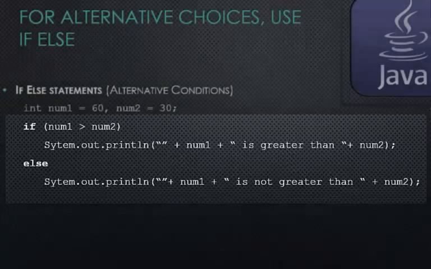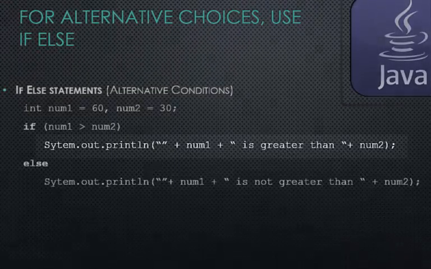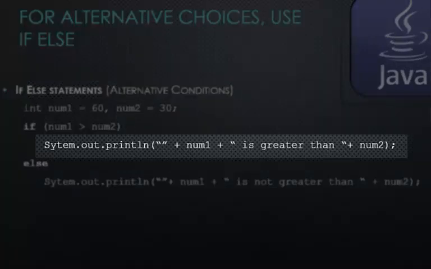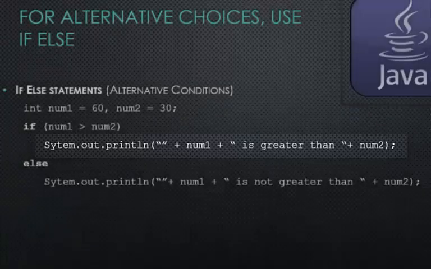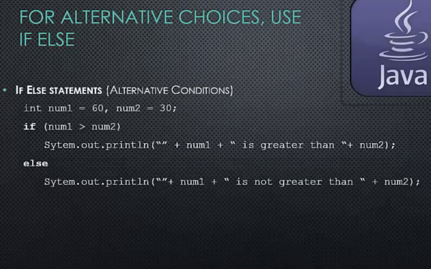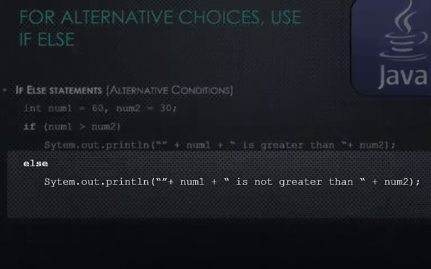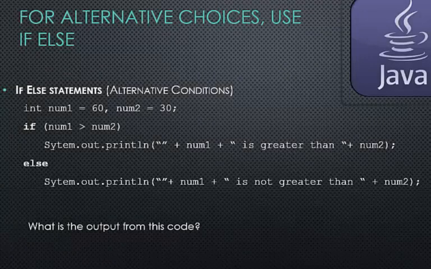If that condition is true, then we print out the message, the value of num1 is greater than the value of num2. If it is not true, then we print out the value of num1 is not greater than the value of num2. So what would be output from this code based on the fact that num1 has a value of 60 and num2 has a value of 30?